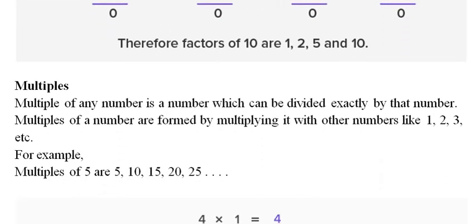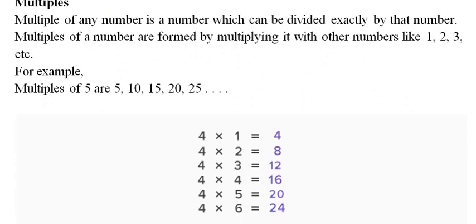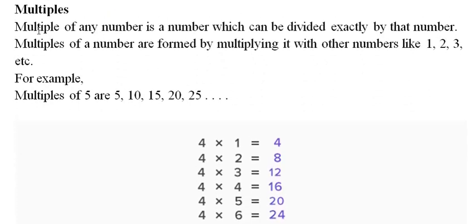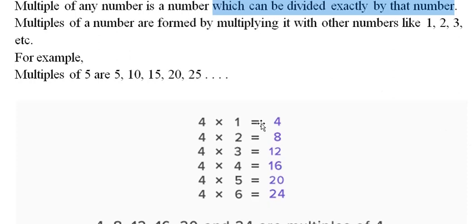Now let's go to multiples. What are multiples? A multiple of any number is a number which can be divided exactly by that number. So here we can see that the division is again repeating. But to understand the concept of multiples, we can use a particular table. Here I have used the table of 4. You can take the table of 2, 3, 5, 6, 7, whatever table you are comfortable with.